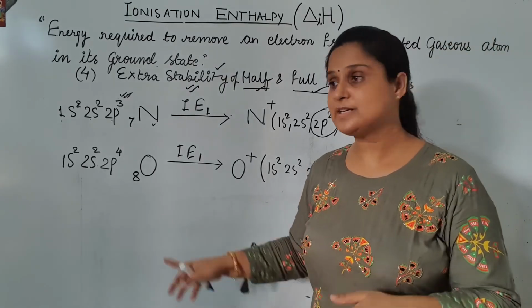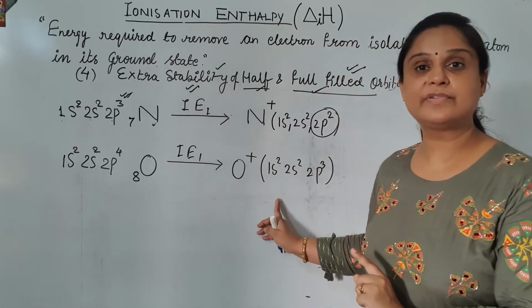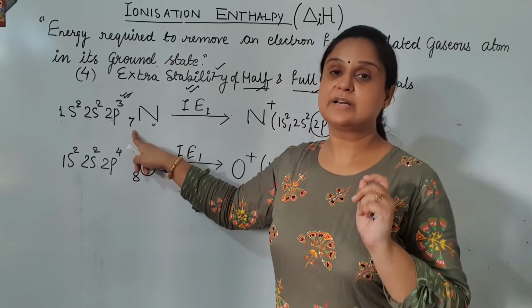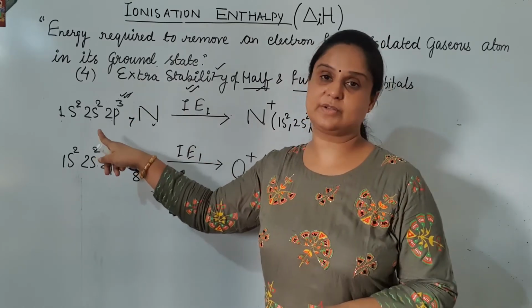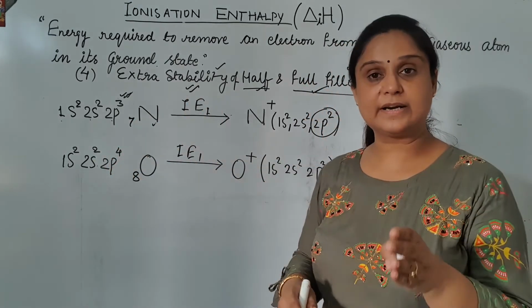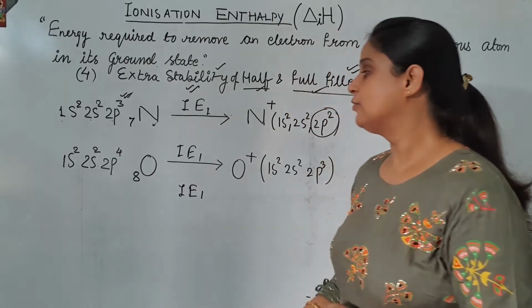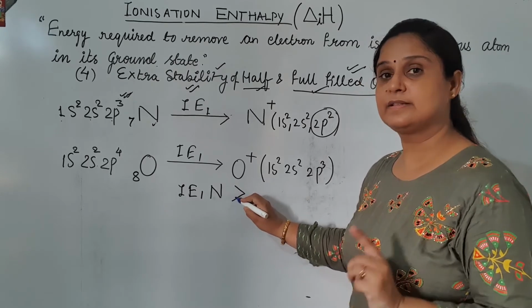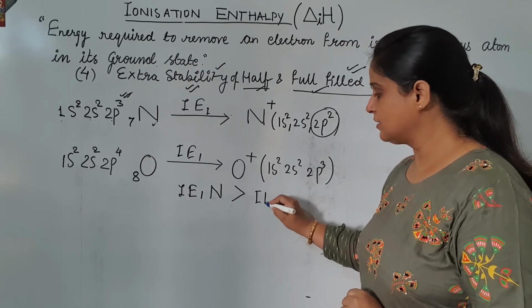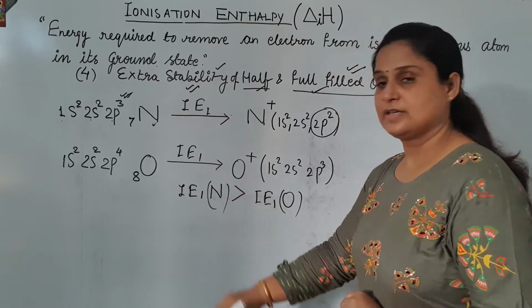So for oxygen, it is easy to lose this electron because after the loss, it will be comfortable. But in this case, nitrogen will not like to lose its electron because it is already in a stabilized state. So you can understand that IE1 for nitrogen will be higher than IE1 for oxygen. Isn't it?